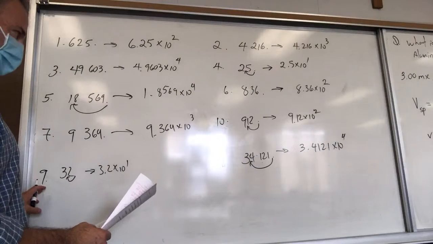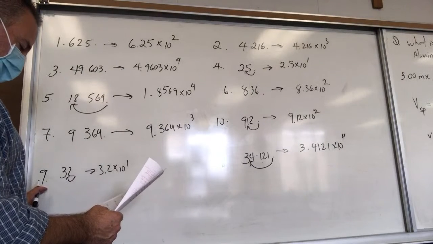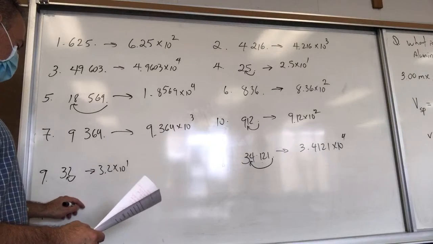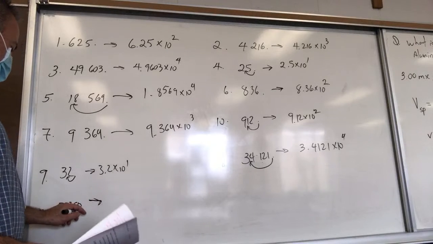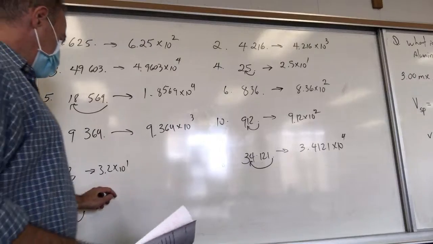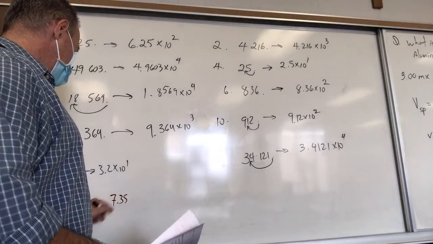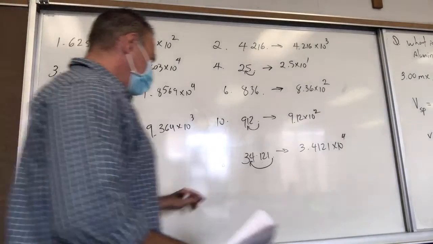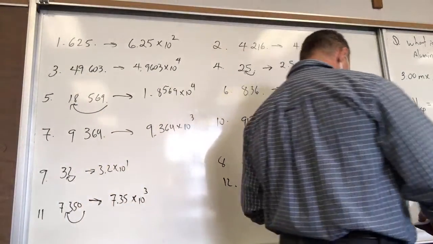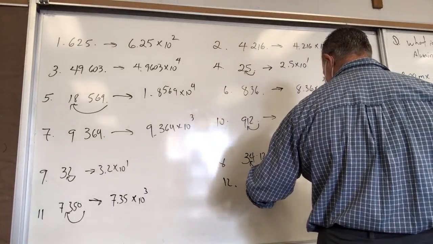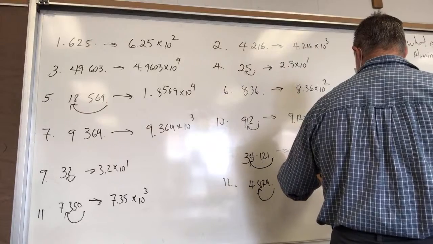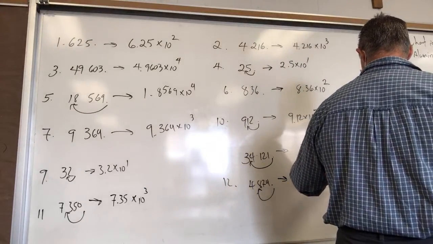I did 10 already, so now we're going to jump to 11. 7,350. The decimal is here, we want to move it to there, so 7.35, and it jumped 3 times, so it becomes times 10 to the power of 3. Number 12 is 4,874. The decimal place is here, we move it to there, it becomes 4.874 times 10 to the power of 3.